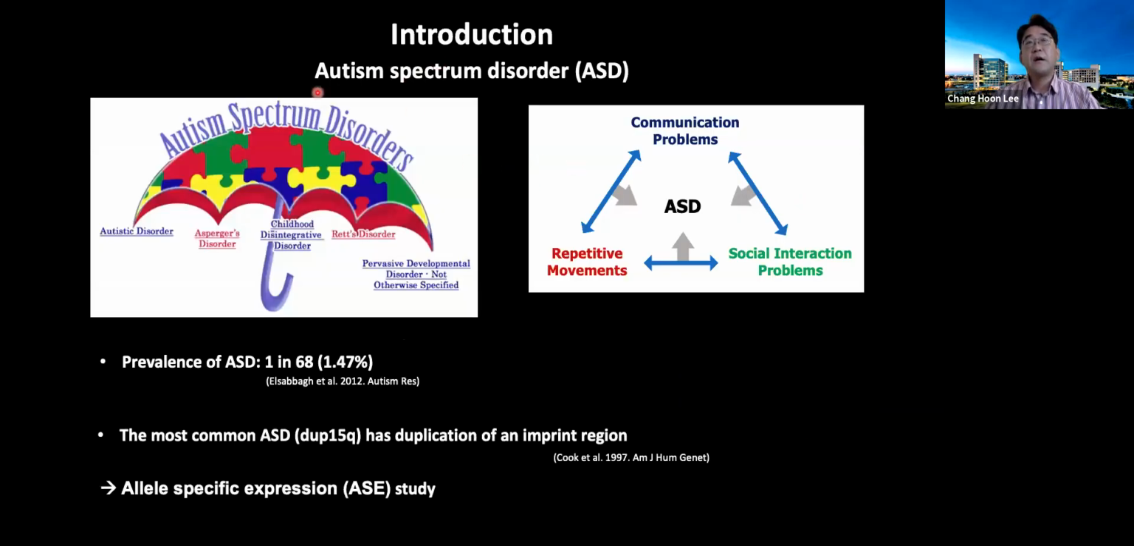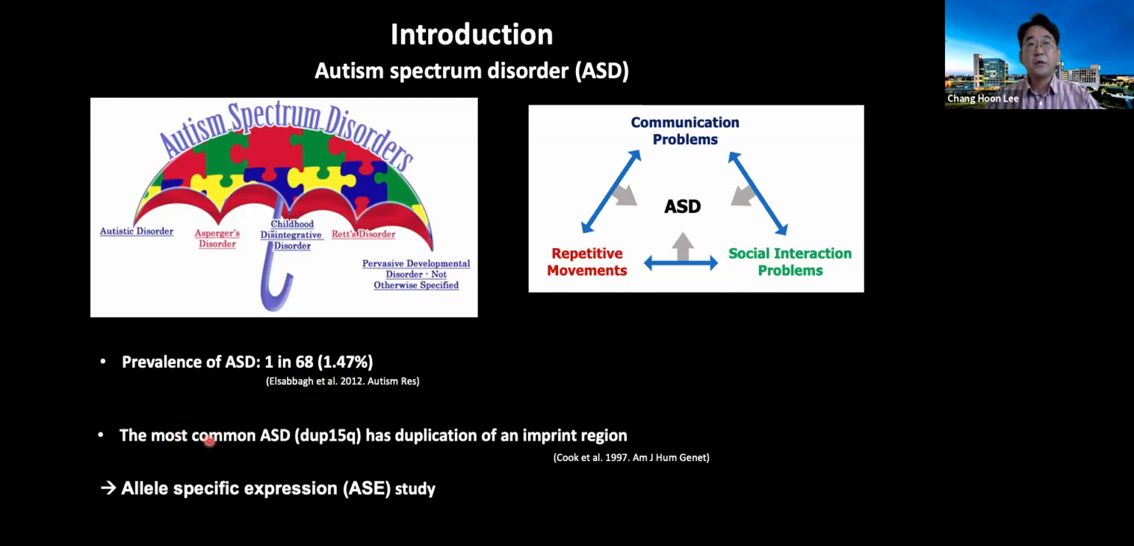So what is autism spectrum disorder? ASD includes many different disease patterns, and that's why we call it a spectrum disorder. ASD also has common features: communication problems, repetitive movement issues, and social interaction problems. The prevalence of ASD is pretty high, about 1.5% of the population, so quite a high number.